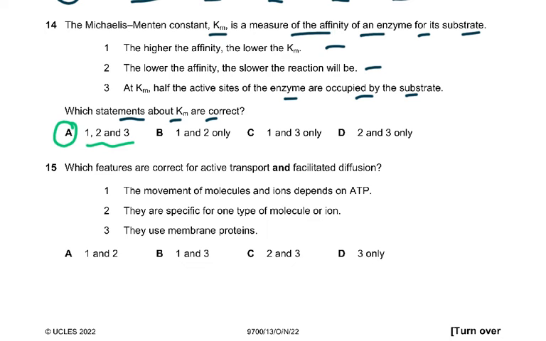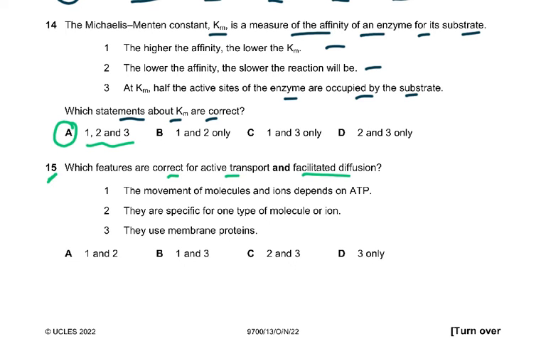At Km, you have to remember that Km is the value of the concentration of the substrate at half Vmax. So at Km, half the active sites of the enzymes are occupied by the substrate. Yes, that's correct. Okay, now coming on to question number 15. Which features are correct for active transport and facilitated diffusion?